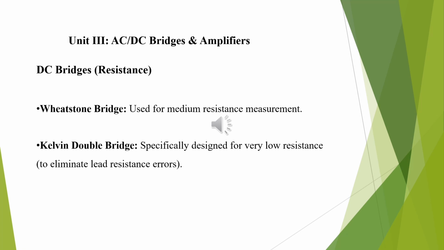Unit 3, AC and DC bridges and instrumentation amplifiers. The DC bridges are Wheatstone bridge and Kelvin double bridge. The Wheatstone bridge is used to measure the unknown resistance, and Kelvin double bridge measures the unknown low resistance. Then AC bridges are Maxwell bridge, Schering bridge, Hay bridge. The Maxwell bridge measures the unknown inductance, Schering bridge measures the unknown capacitance.